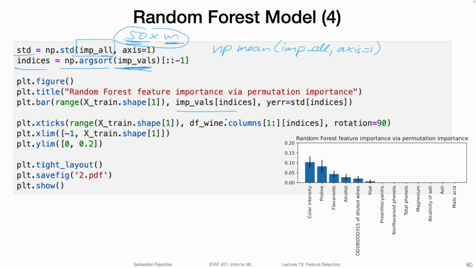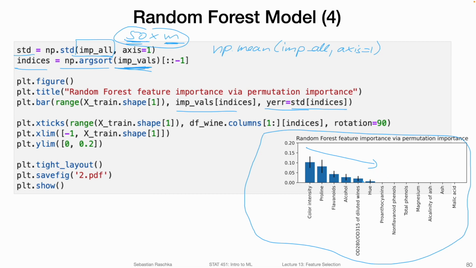The only difference is that instead of using the impurity-based importance values, we are now using our permutation-based importance values. And in addition, because we have these standard deviations, we are also plotting the standard deviations as error bars. Here, in the lower right corner, we have our feature importance plot. We have the features again in descending order, with color intensity as the most important feature. And these error bars here are our standard deviations.